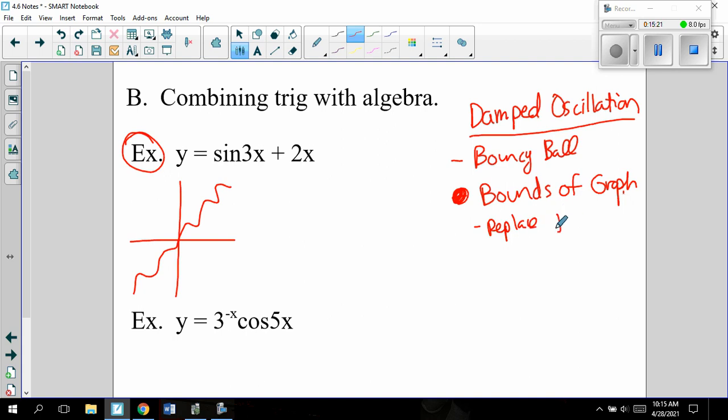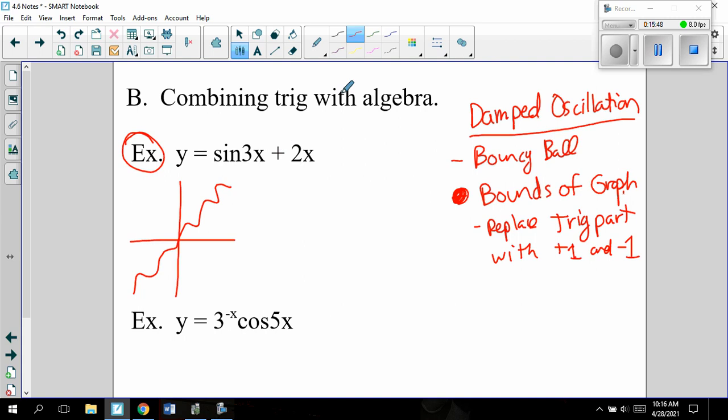the trig part with +1 and -1. So these are ones, just to make sure. So you replace the trig with a +1 and a -1 because it's going to bound it on the top and the bottom. So one of these will bound the top, one of these will bound the bottom. Usually the +1 bounds the top, but either way it doesn't matter.